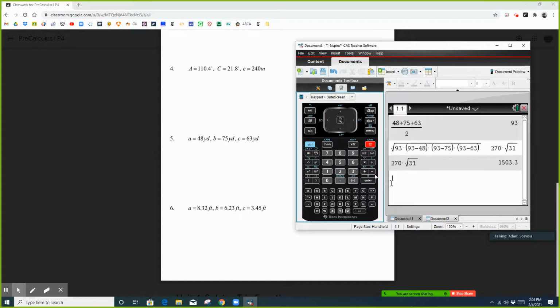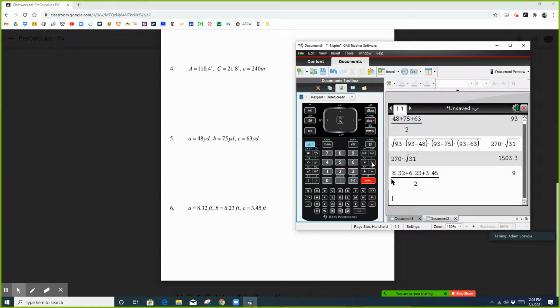First I'm going to find the semi-perimeter. So Control-division to get that fraction bar. 8.32 plus 6.23 plus 3.45, and then divide by 2. I guess the perimeter is 18 because the semi-perimeter is 9. Now we are going to take the semi-perimeter, multiply it by the semi-perimeter minus each side, and then take the square root of that.